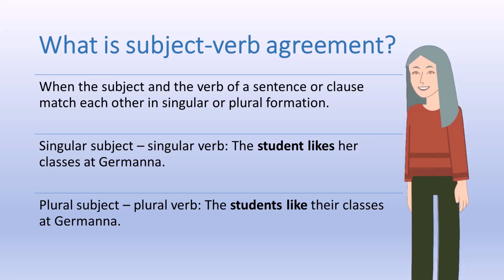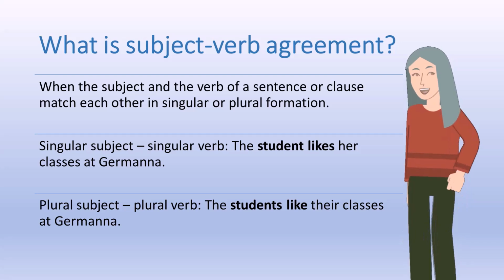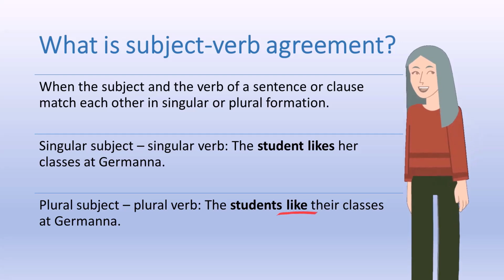In the sentence, the students like their classes at Germana, we're talking about more than one student, at least 2 or more, and so the verb has to be plural to match. In the simple present tense, the plural form is the same as the base form of the verb.